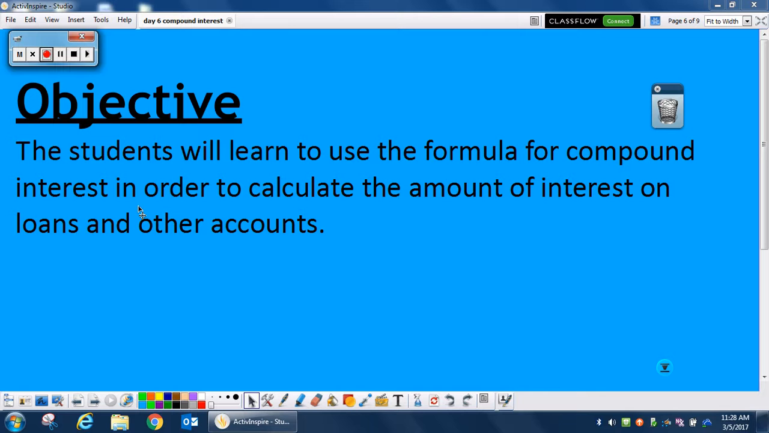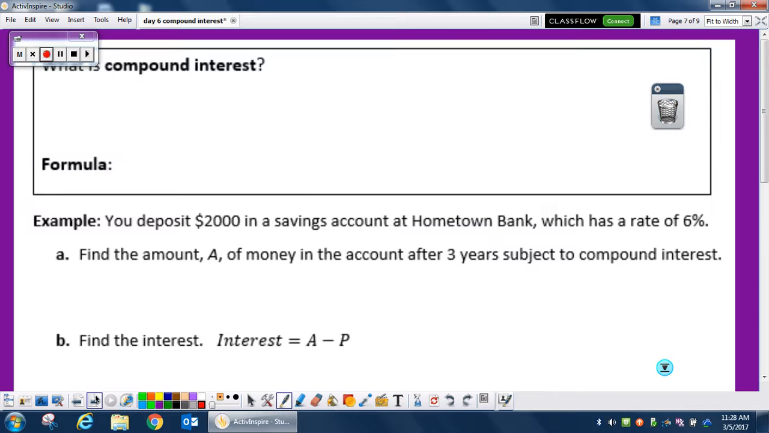All right, today your objective is the students will learn to use the formula for compound interest in order to calculate the amount of interest on loans and other accounts. So in the beginning of the unit, you talked about simple interest, and now we're going to learn the difference between simple interest and compound interest. Simple is just interest calculated on the principal.